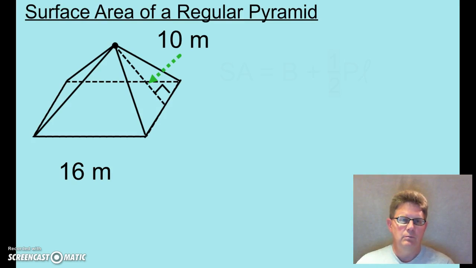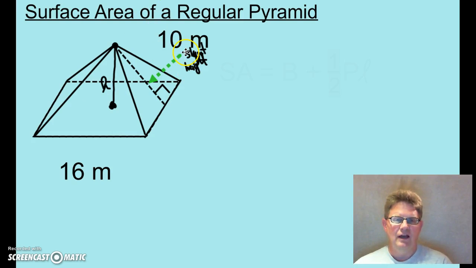Okay? The height of the pyramid would extend from the vertex of the pyramid down to the center of the square. That is the height. This 10, we're going to call the slant height, because it is a height of a triangle. However, it is slanted with respect to the plane that the pyramid is sitting in. Because we can't use S, since that's the side of a square, we're going to use the next best letter, which is an L.